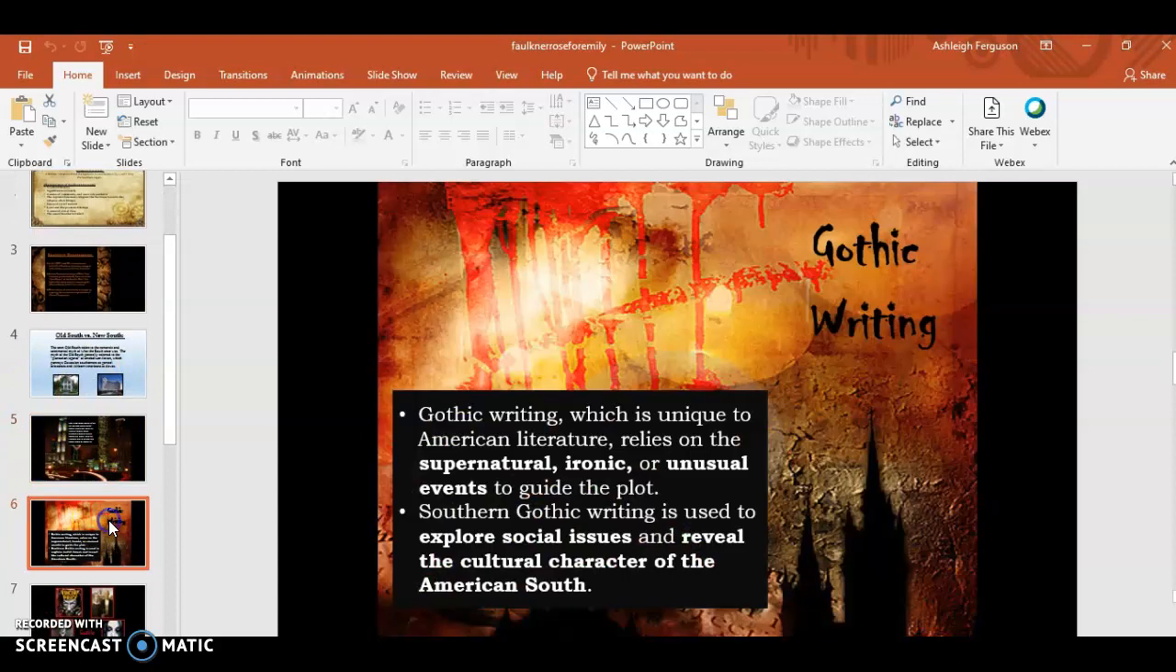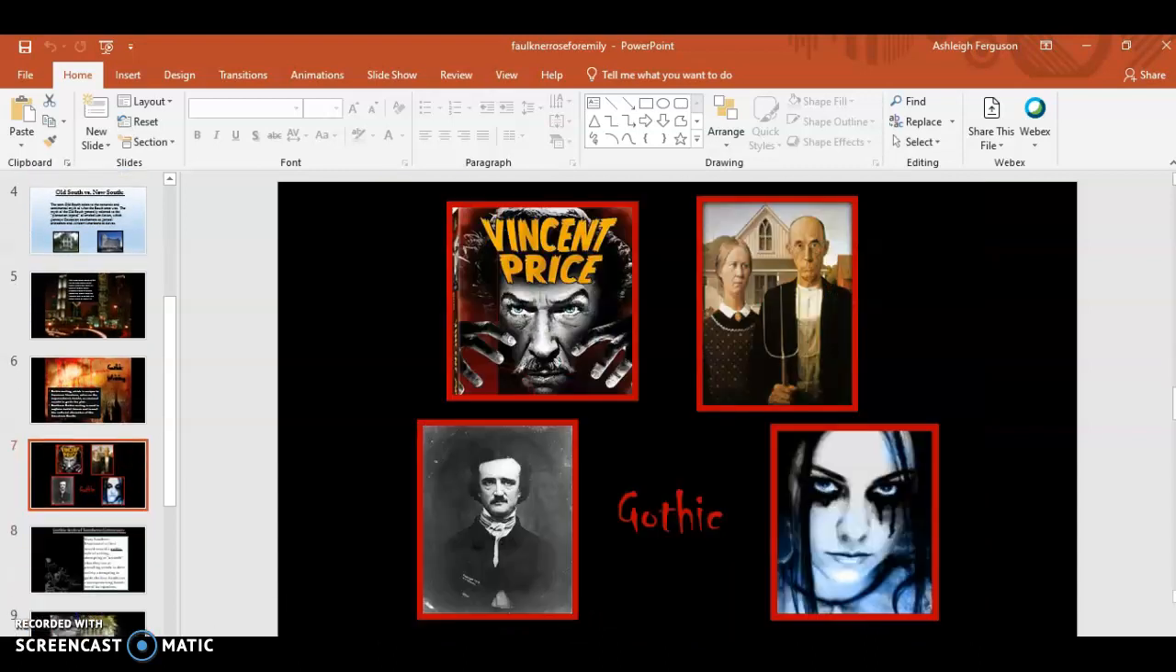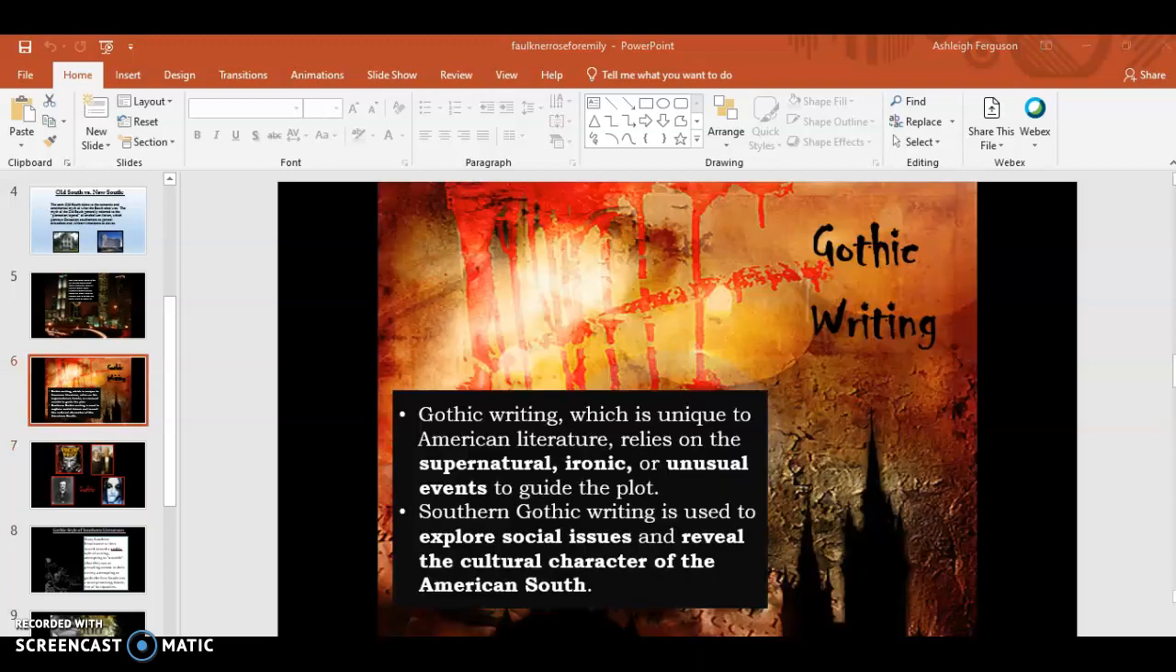Now, I do want to make sure you understand that concept of Gothic writing, since we did mention it some with The Yellow Wallpaper. When you think of Gothic writing, and I have a slide to help you think of Gothic, you likely think of Edgar Allan Poe. You think of Vincent Price films from the 60s and 70s, many of which were based on Edgar Allan Poe's works. You think of the painting American Gothic, or maybe you think of Gothic fashion. But when you think of Gothic writing, again, it is unique to American literature, especially Southern Gothic writing, but we do see it in European culture and British culture as well.